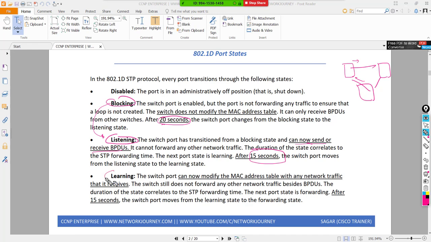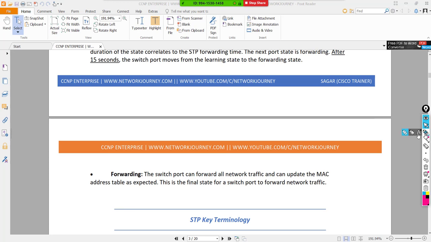And then it goes to the learning state. In the learning state, it will again stay for 15 seconds. At this moment, it has received and it has sent, so it knows about all the BPDUs of its neighbors. Now it can modify its MAC address table. At this particular state, it's in a position to decide who will be root bridge, who will be root port and who will be blocking. So that is what it said, modifying the MAC address table. And after that, it will transition to the forwarding state.